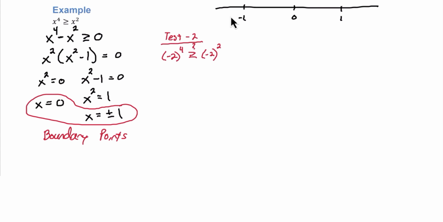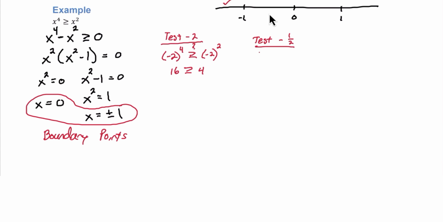-2 to the 4th power is 16, and that is indeed bigger than 4. So this interval is good. It was a true interval. Next, we'll test a point in the second interval. Let's say we test -1/2.